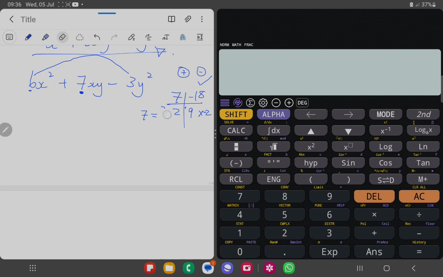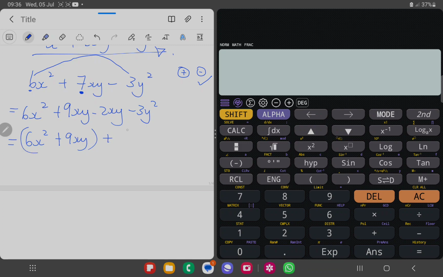Now let me clean so that we have space. These are our factors. So we're going to rewrite this trinomial into 4 terms. So 6x squared remains as 6x squared plus the 7xy. Remember, we said the factors that make 7 are a positive 9 and a negative 2. So 7xy can be rewritten as 9xy minus 2xy minus 3y squared. Then we've got 4 terms. It means we can group them into 2 groups: 6x squared plus 9xy, then the second group is minus 2xy minus 3y squared.